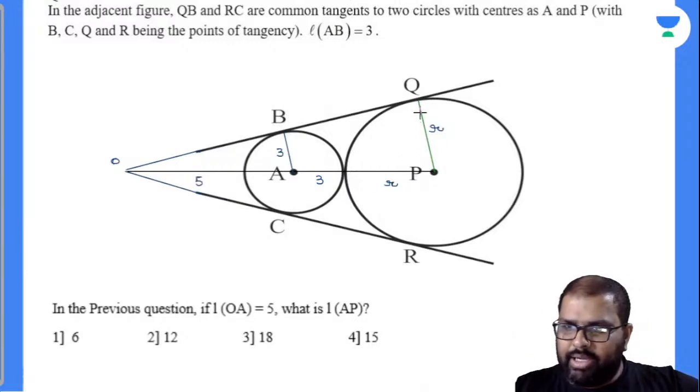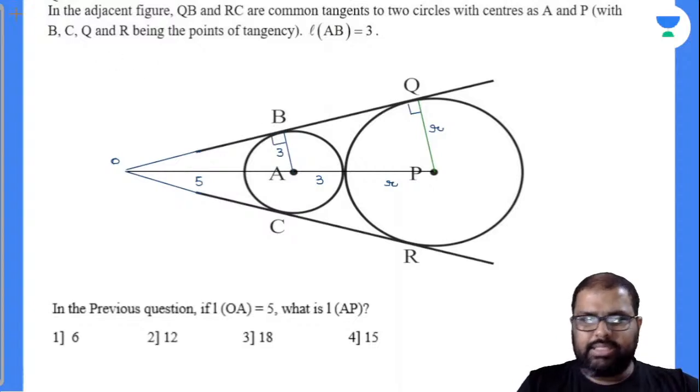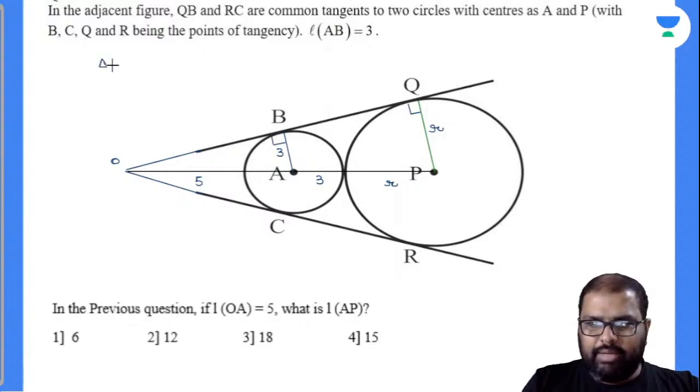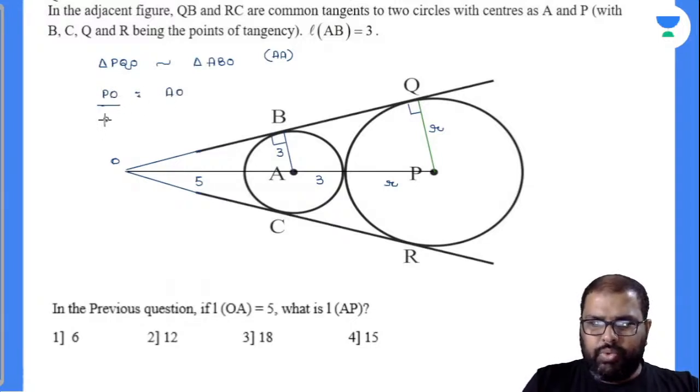See here, tangent perpendicularity theorem. Everybody knows the radius of the circle will make 90 degrees with the tangent. And here also the radius of the circle will make 90 degrees with the tangent. By this I can decide triangle PQO and triangle ABO are similar triangles by AA property, because they have a common angle, angle O, and both have 90 degrees. In PQO, PO length will be similar to AO length, and radius PQ will be similar to AB length, similar triangles now.